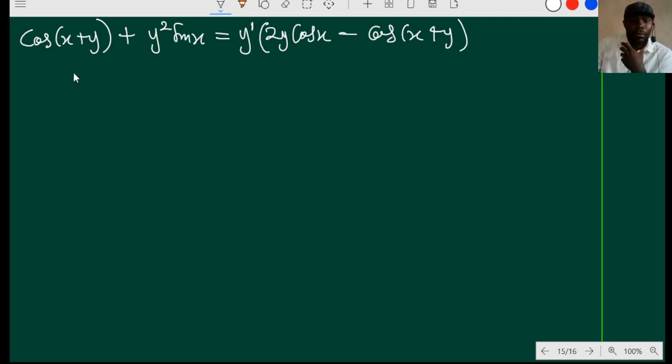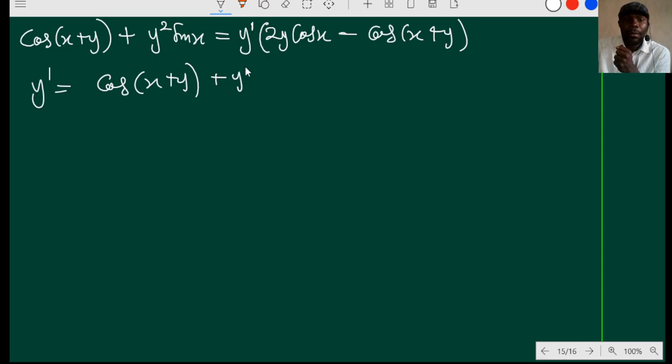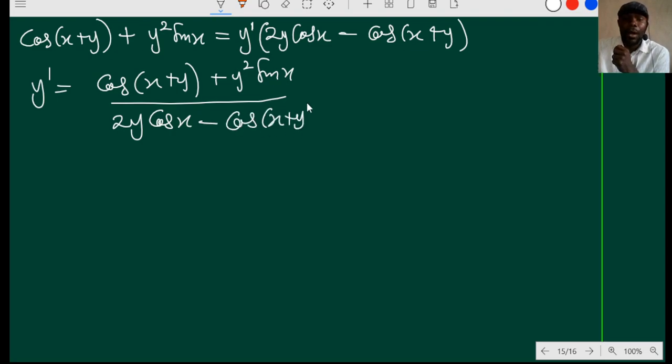So let's now divide by the coefficient of y prime. y prime equals cos x plus y plus y squared sine x over 2y cos x minus cos x plus y. So this is just the answer, the derivative y prime. So this is just it is.